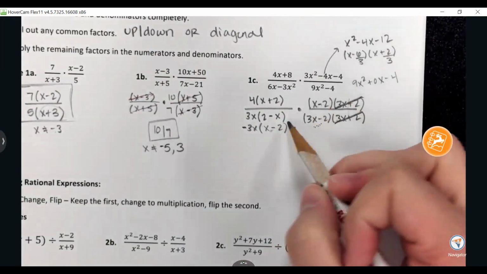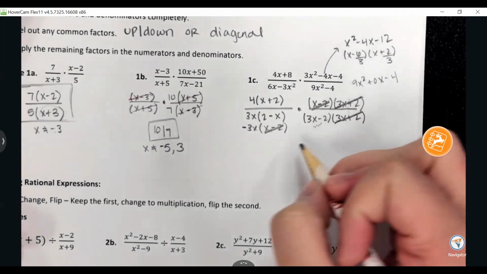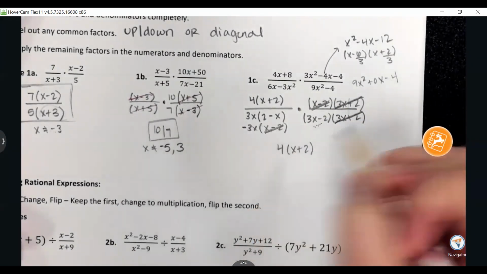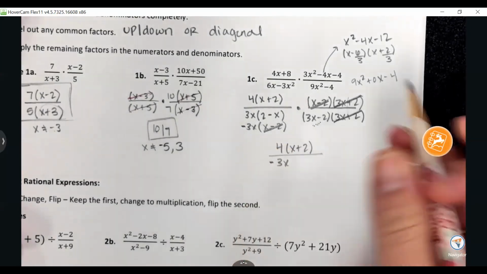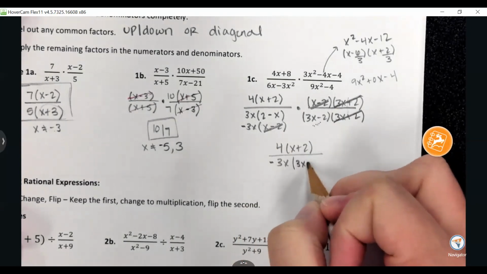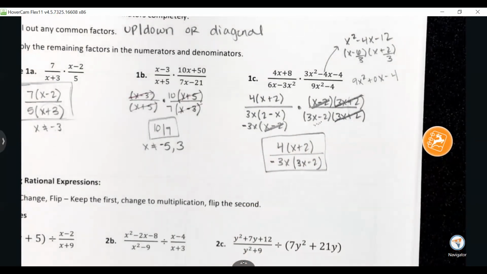So because these are on the diagonal, my x minus 2's can cancel. So I have 4x plus 2 remaining in the numerator. And in the denominator, I have a negative 3x and then a 3x minus 2. If you were to tell me everything x could not equal, how many of them would there be? There would be 4 of them, because 3x can't equal 0, this, and this. Okay, so there's a lot of them.